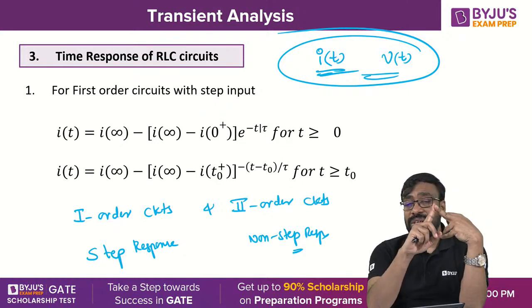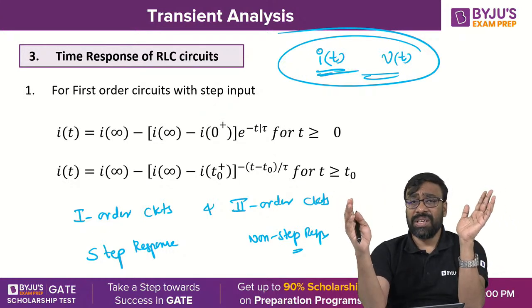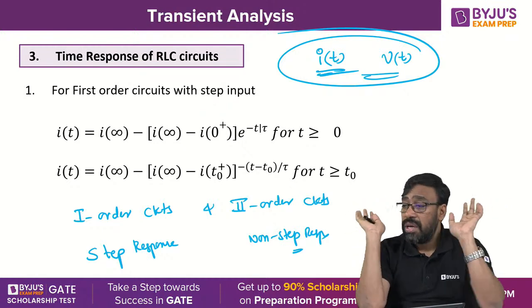Now, third one is what? Second order circuits with step input. Fourth one is what? Second order circuit with non-step input. Second order means L and C. First order means only either L or C along with the resistor. Clear all of you? Is it clear all of you?